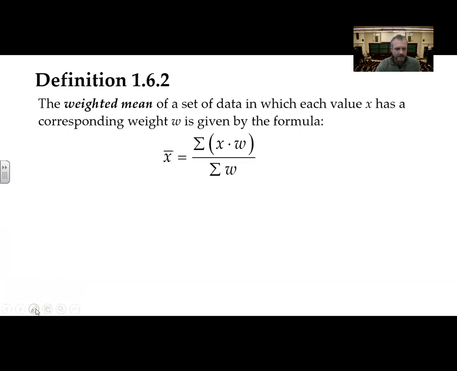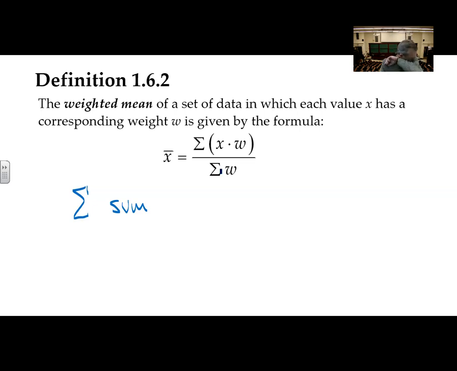If you make sense of it, let's do that. So this symbol here, that's an uppercase Greek sigma, and it just means sum. So when you see this numerator, it's saying add each data value times its weight. So you've got these products of data value times weight, we're going to add them together. And then you divide by the weights.